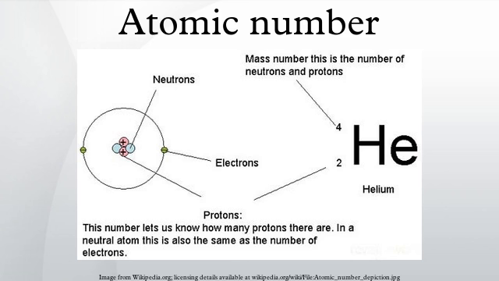Among other things, Moseley demonstrated that the lanthanide series must have 15 members, no fewer, no more, which was far from obvious from the chemistry at that time.